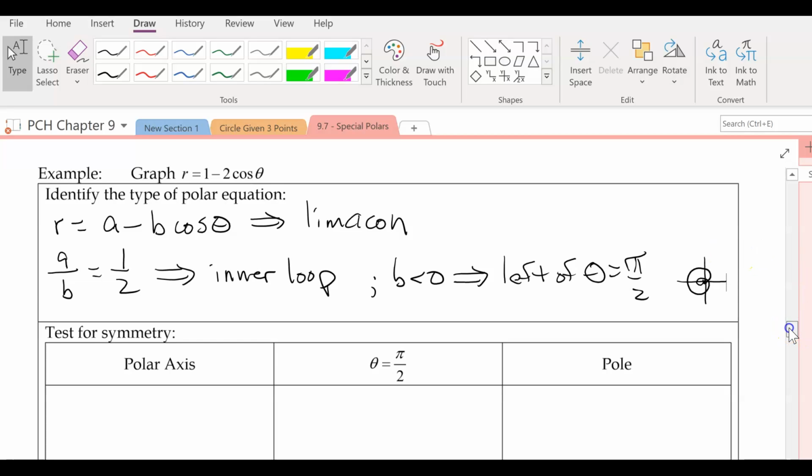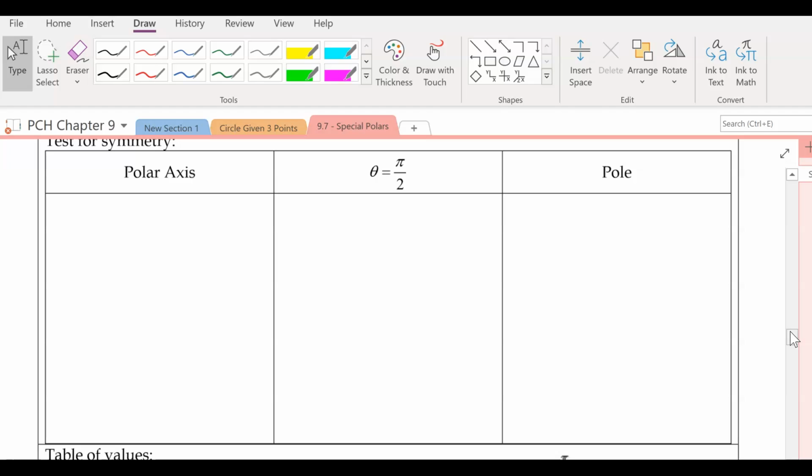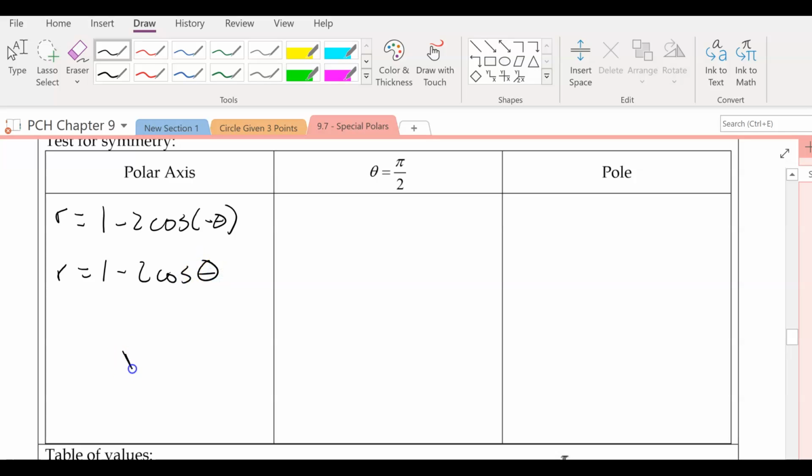Again, let's do our test for symmetry. If we do our tests correctly, this should only have polar axis symmetry. We're going to replace r comma theta with r comma negative theta. So r equals 1 minus 2 cosine of negative theta. We know that the cosine of negative theta is the same as the cosine of positive theta, so we get r equals 1 minus 2 cosine theta. That's our even-odd identities, so this one works.